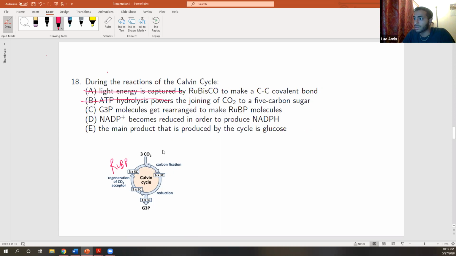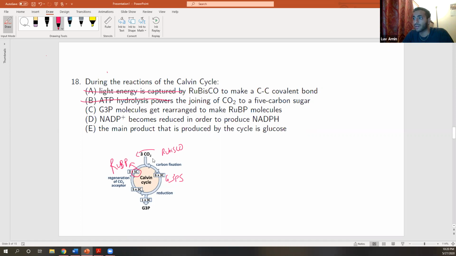And Rubisco over here attaches CO2 to the RUBP essentially. And then ATP is what hydrolyzes these, or ATP makes these into G3Ps, right? And we have a bunch of G3Ps over here, which essentially get regenerated into a 5-carbon sugar, RUBP, okay?